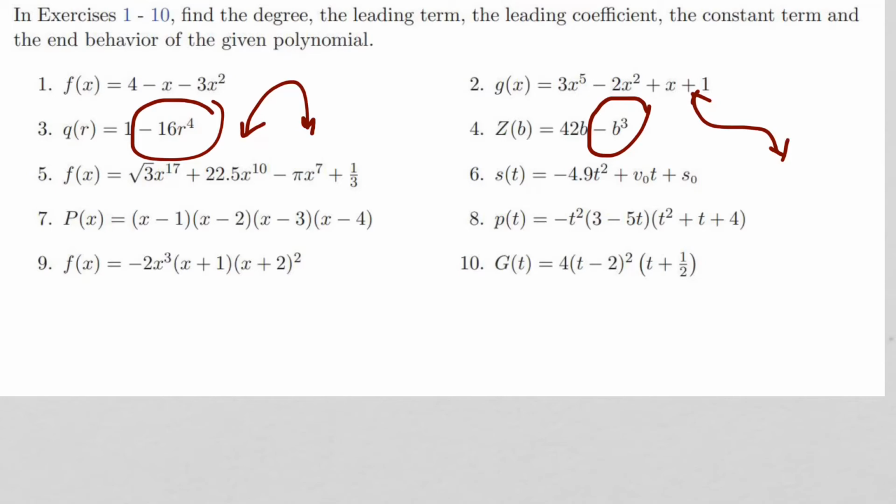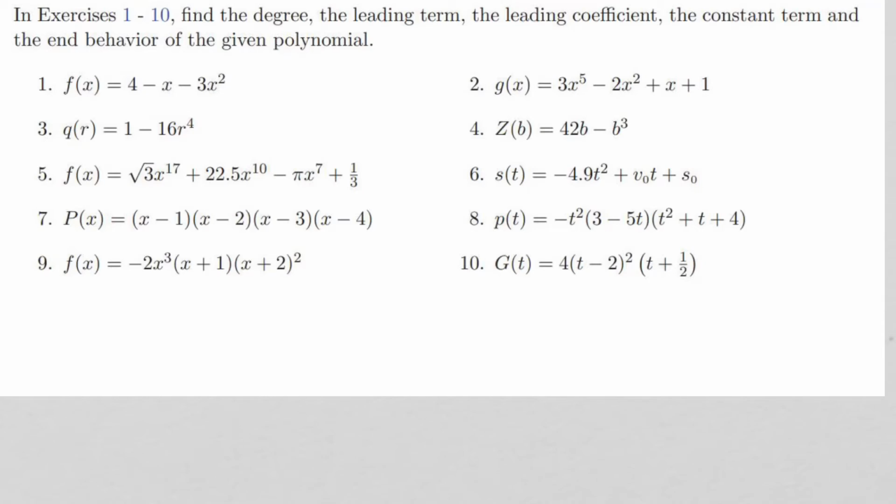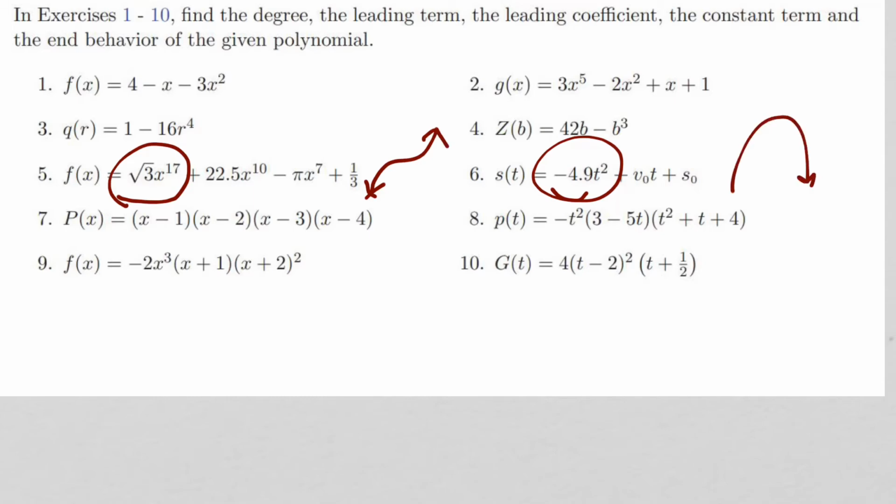All right, and then let's look at number 5. My leading term is here. It's got an odd degree; 17 is an odd number. It's got a positive coefficient. So positive odd behavior is down, up. Okay, number 6, my leading term is here. I've got an even degree and a negative coefficient. So that means it's down, down behavior. So that's my end behavior.